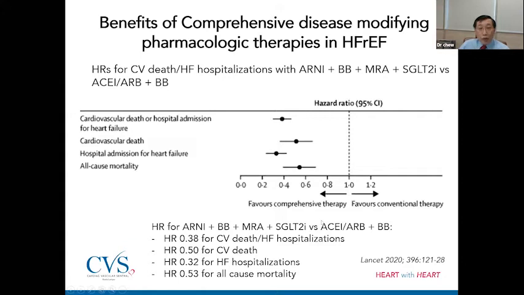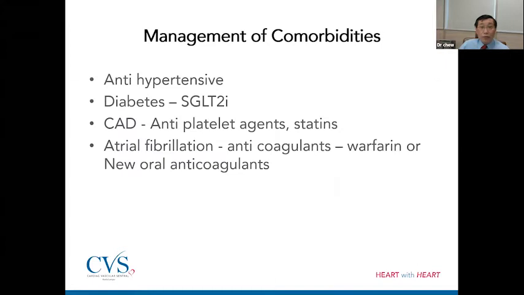So we need to use the drugs that are available to try and improve outcomes in patients with heart failure with reduced ejection fraction. I also need to add that patients have other comorbidities that may require treatment. If they have high blood pressure, the use of antihypertensives is important. And in diabetics, it is already in the guidelines that if diabetics have heart failure, they should be given SGLT2 inhibitors. But I'm talking about the use of it also in non-diabetic patients.